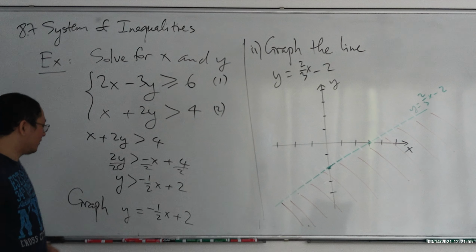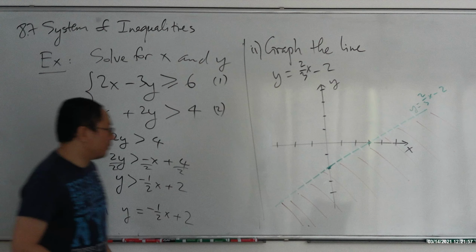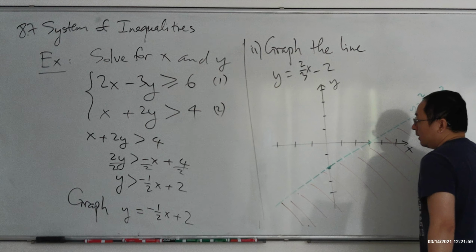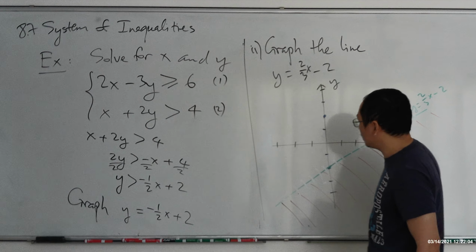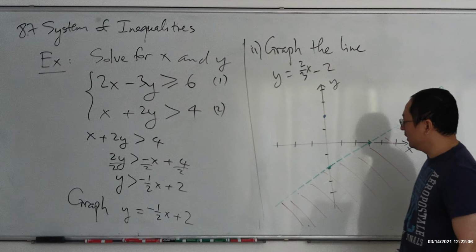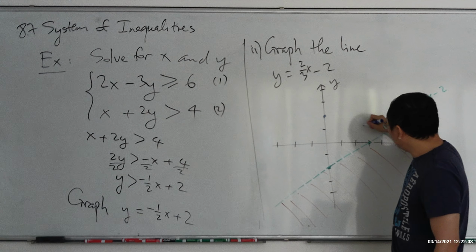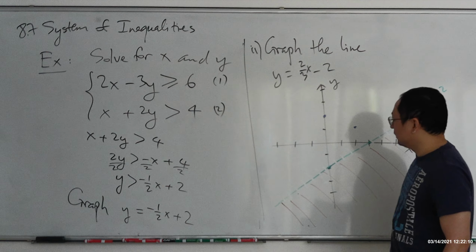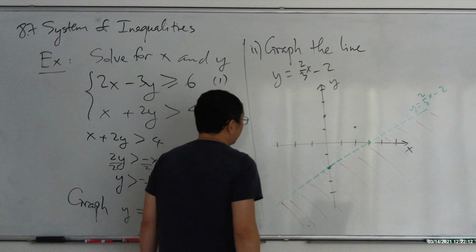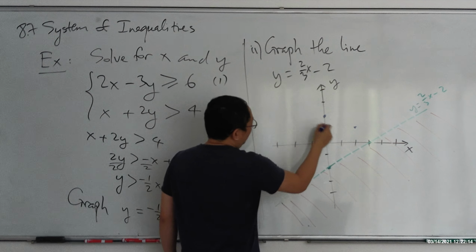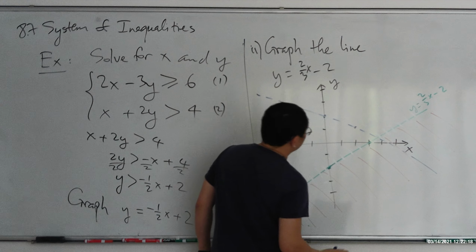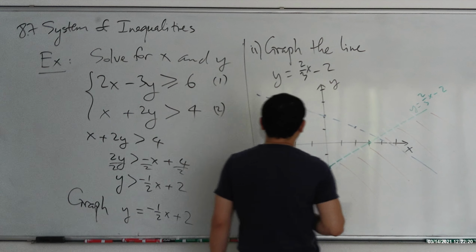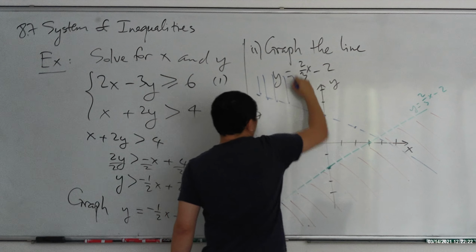So let's try to graph this line. Okay? How about blue color? The y-intercept is at 2, 1, 2 right here. And the slope is negative 1/2. So go down 1, go to the right 2. Okay? Negative 1/2, right? 1 over 2. And then my line is dotted. Okay? And I'm going to shade the upper region.